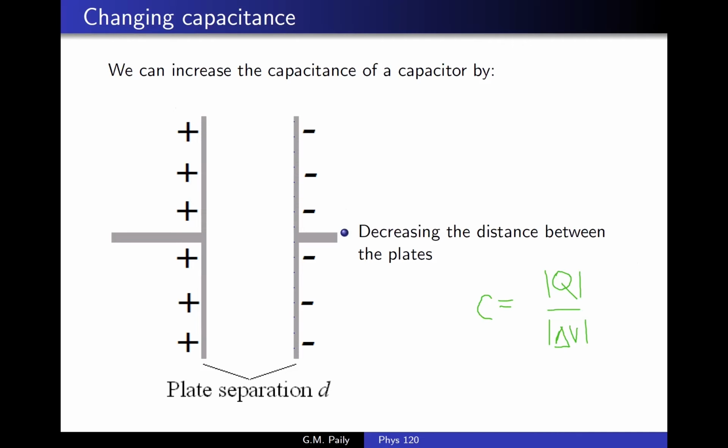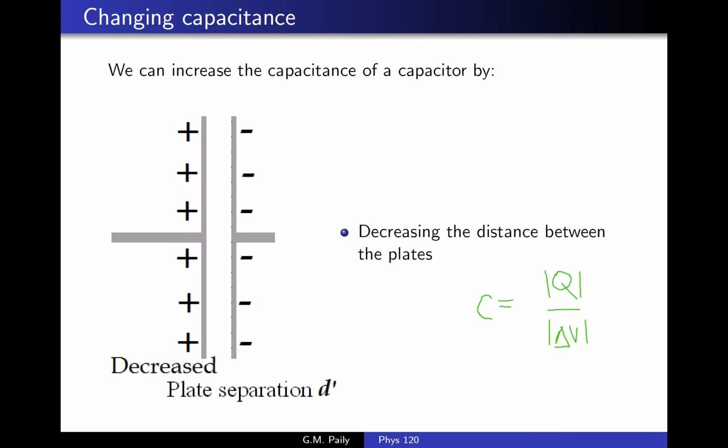You can also increase the capacitance by decreasing the distance between the plates. Intuitively, this makes sense because the closer the plates are, the easier it is for the positive charges on one plate to attract the negative charges on the other. And so you can store the same amount of charge with a smaller potential difference. So you have the same amount of Q, but a smaller delta V, and you've increased the capacitance. Let me note here that the electric field between the plates only depends on the surface charge density, sigma.